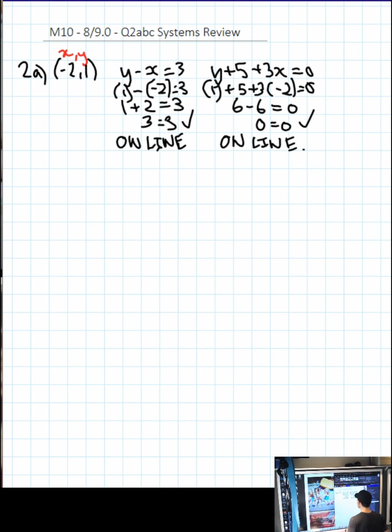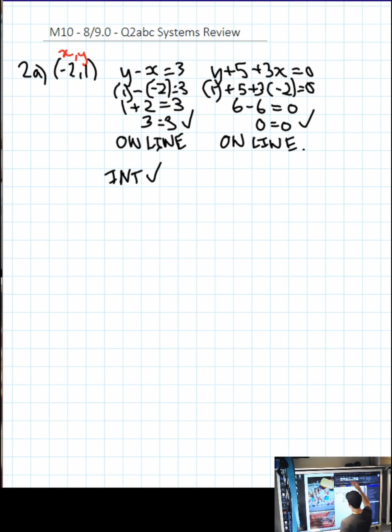Now, if this point is on both of the lines, it must be the intersection. Intersection, check mark. And again, feel free to write out intersection check mark.